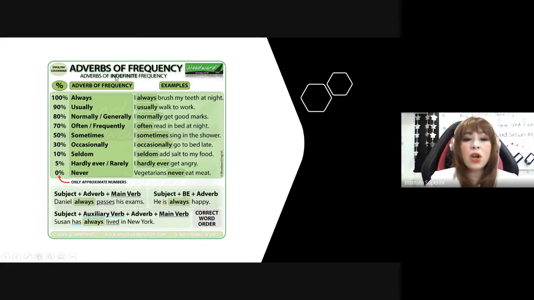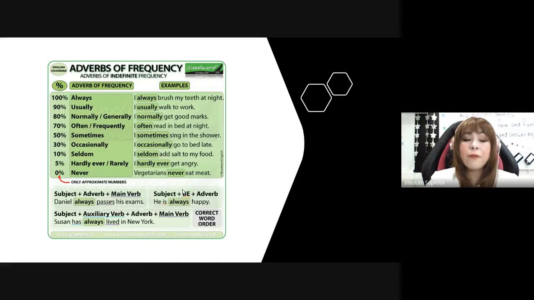Look at the position of the adverb in a sentence. Here we have the form. We have the subject, the adverb, and the main verb. For example, Daniel is the subject, always is the adverb, and passes is the main verb. So we have the sentence, Daniel always passes his exam. In simple present tense, the position of the adverb is before the main verb. With the verb be, things are different. Remember, the verb be is the most special verb in the English language.